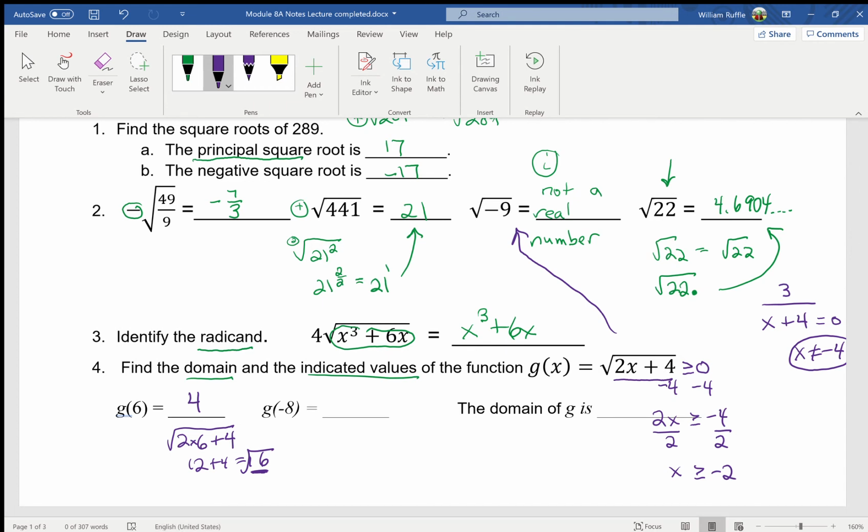Let's type it in here. Square root of positive 2 times negative 8 plus 4. Negative 16 plus 4 is equal to negative 12. I cannot do the square root of negative 12, so it is not a real number. Okay? But this is the key here. When I'm telling the domain, I just have to make underneath the square root greater than or equal to 0. And then I can just look at these things to see if it's a real answer or not a real answer. So let's go to the second side here.